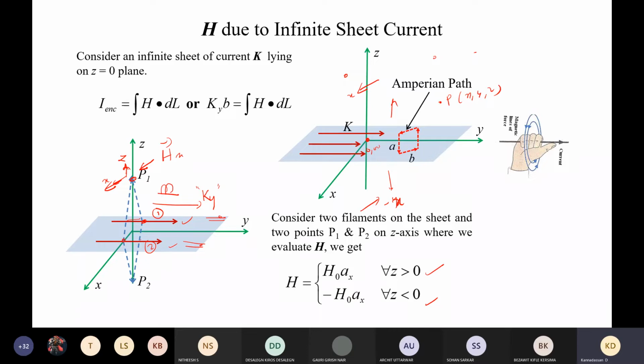So how to estimate that? For this, we have to draw the Amperian path properly. How do we draw the Amperian path in such a way that I can calculate all the x components? The very first thing we have to do is mark the point P.